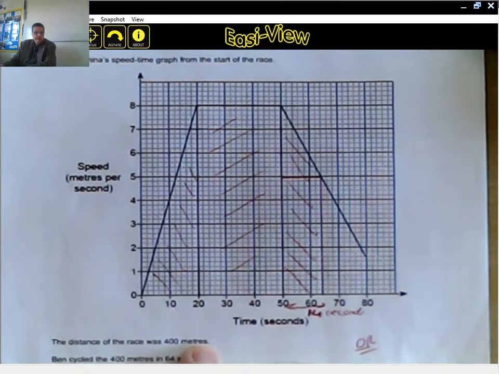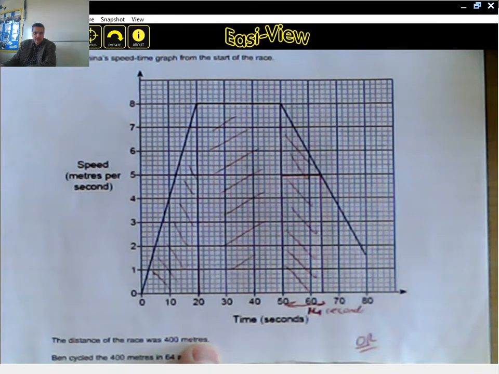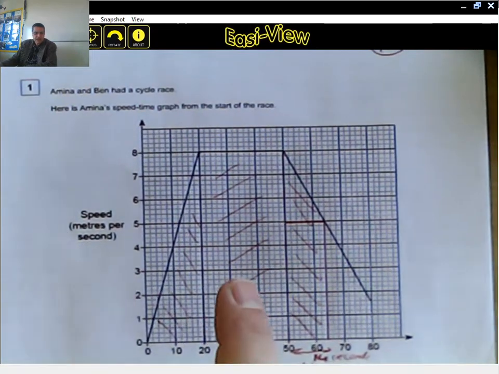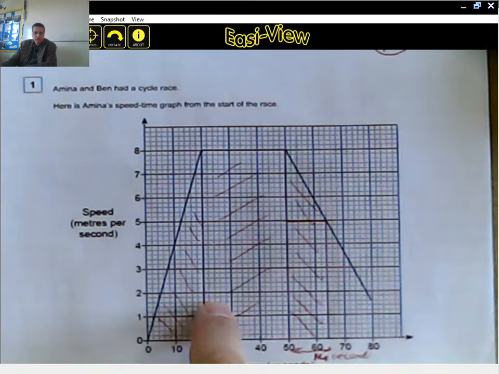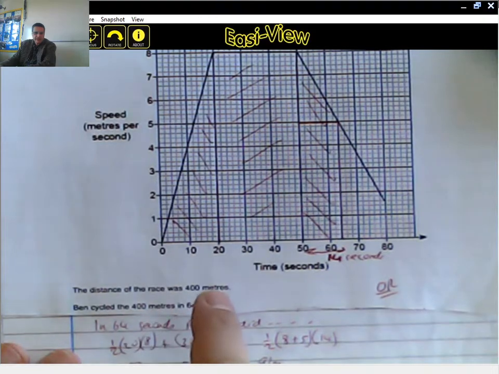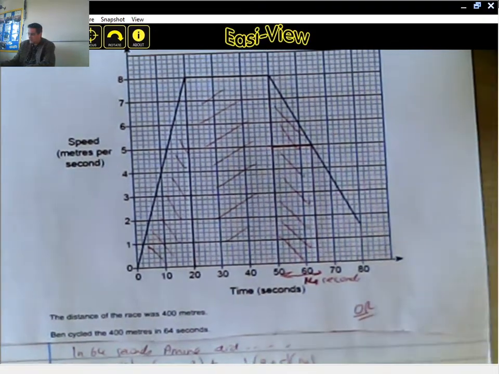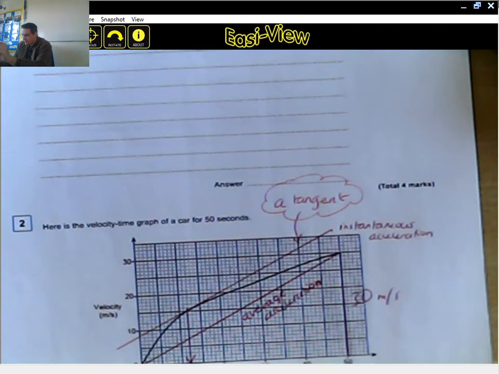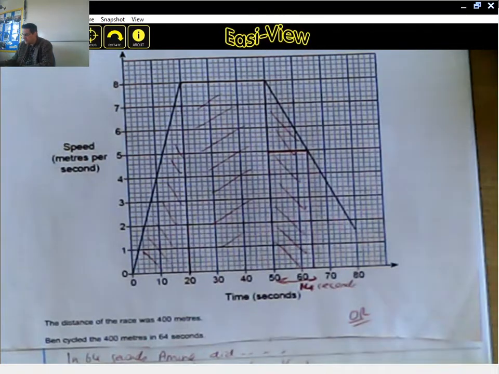Now the distance for the race was 400 metres. Ben cycled the 400 metres in 64 seconds. This is Amina's graph, and Ben did it in 64 seconds. Now the punchline is, who won the race? Show your working, 4 marks.